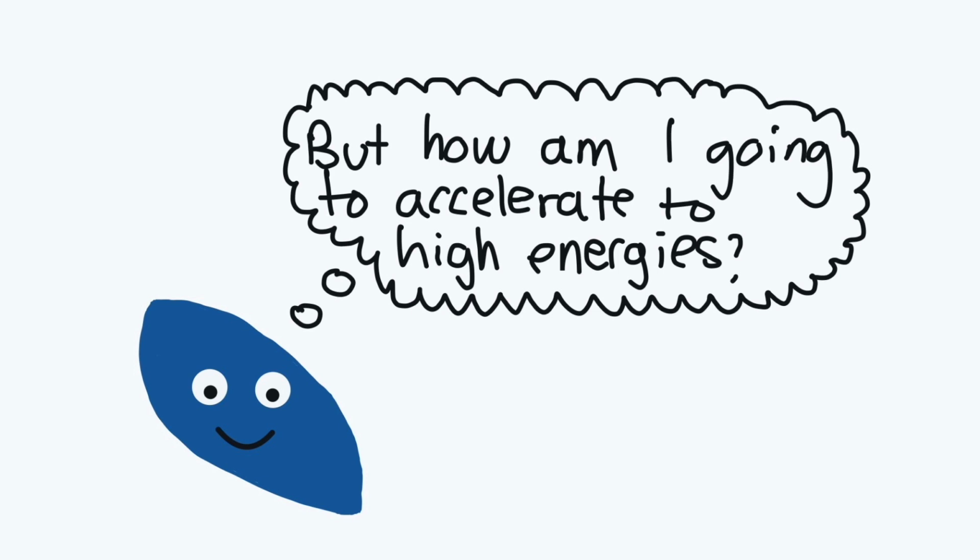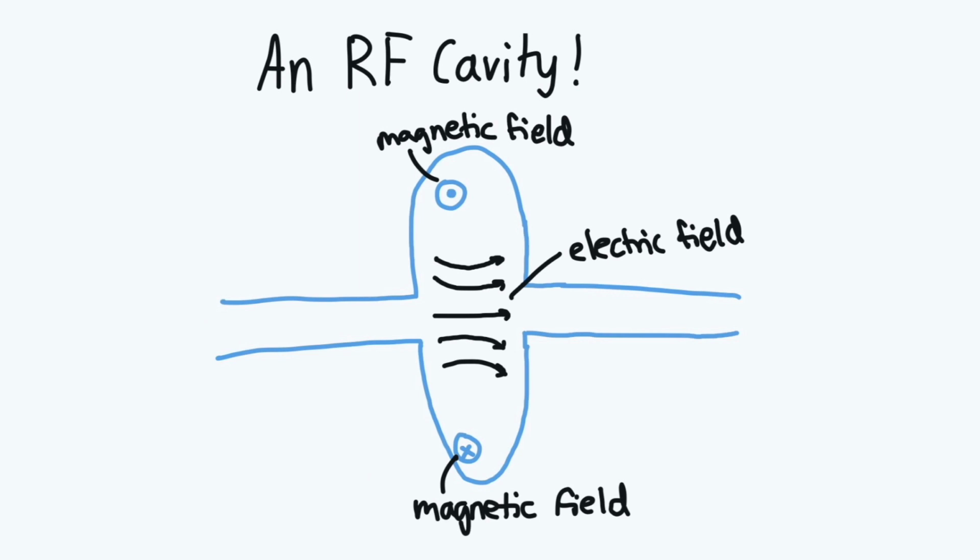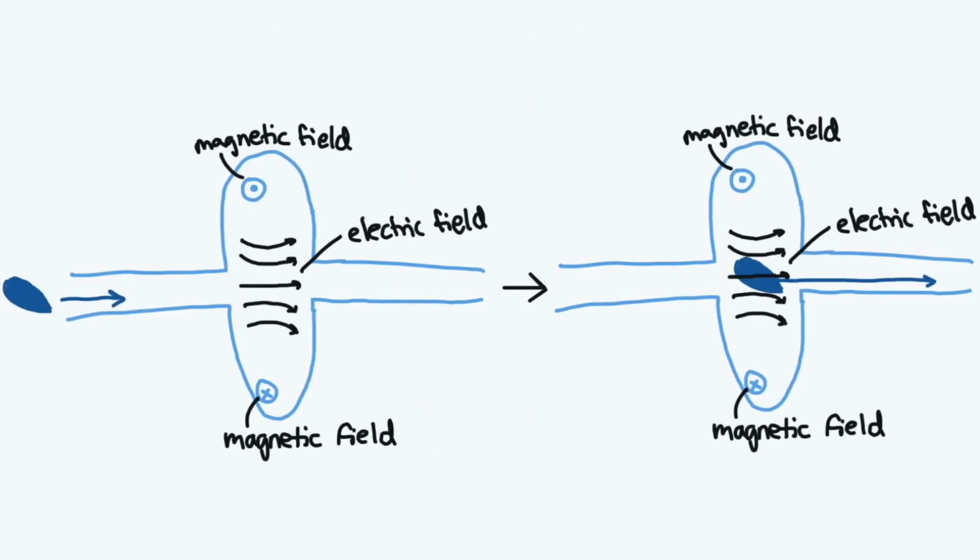Now that we have our electron bunch, how are we going to accelerate the electrons up to the high energies we need? This is where our radio frequency cavity comes in. RF cavities generate electric fields, which will provide a force on the electrons. We want this force to act in the same direction that the electrons are traveling in. This will give the electrons a push forward, accelerating them.